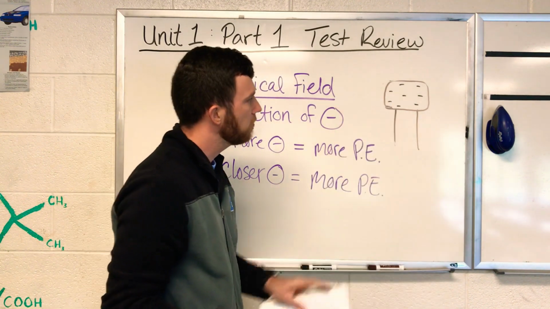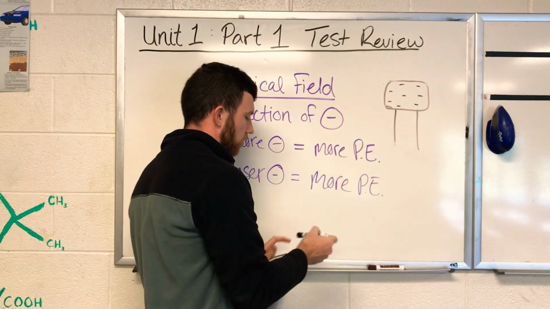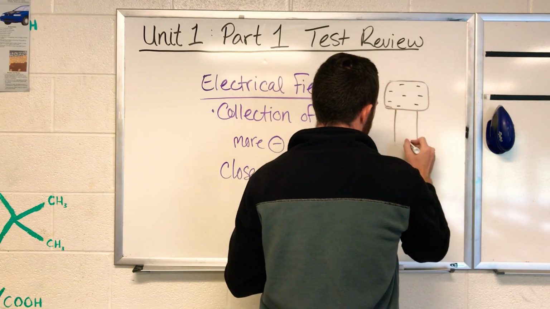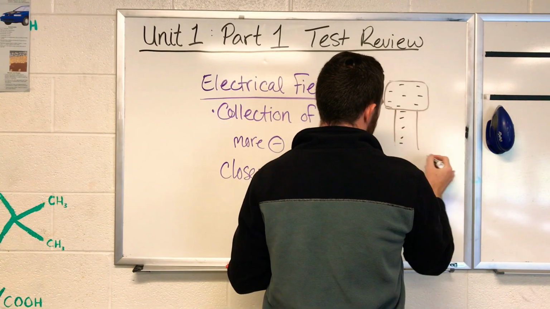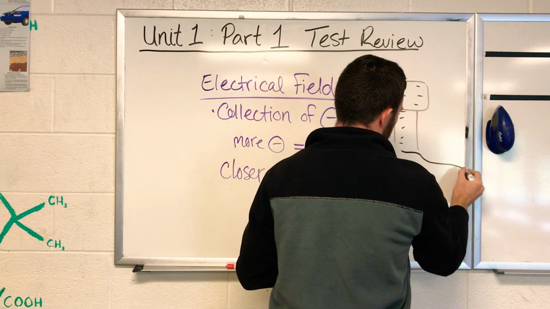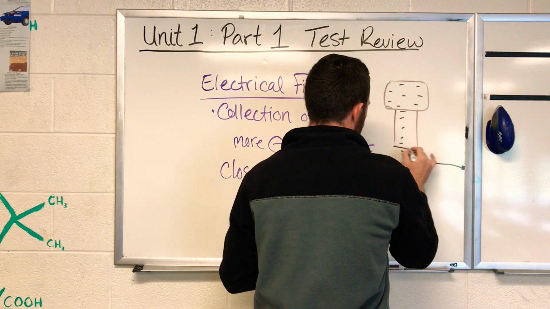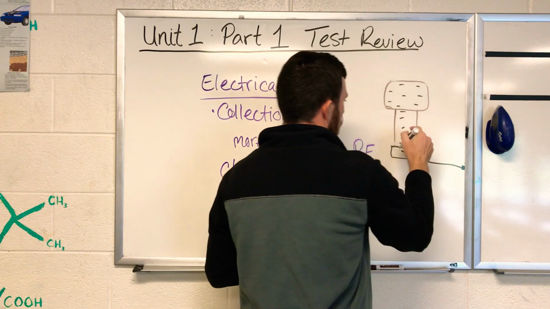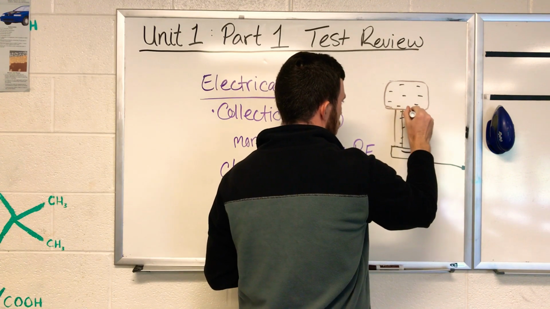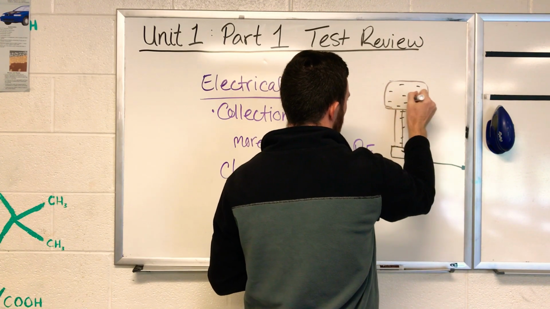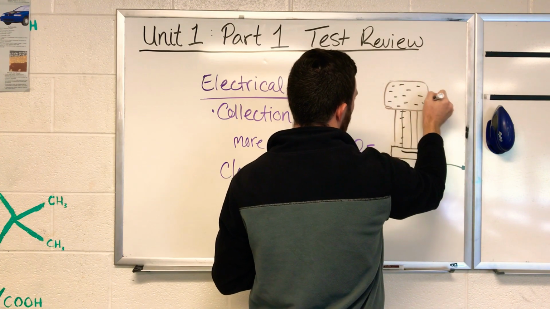So as these built up, they get closer and closer because they're coming from the cord that plugged into the wall. So that's where the electricity is coming from. And it's going up the machine, and they're getting deposited on the globe at the top.